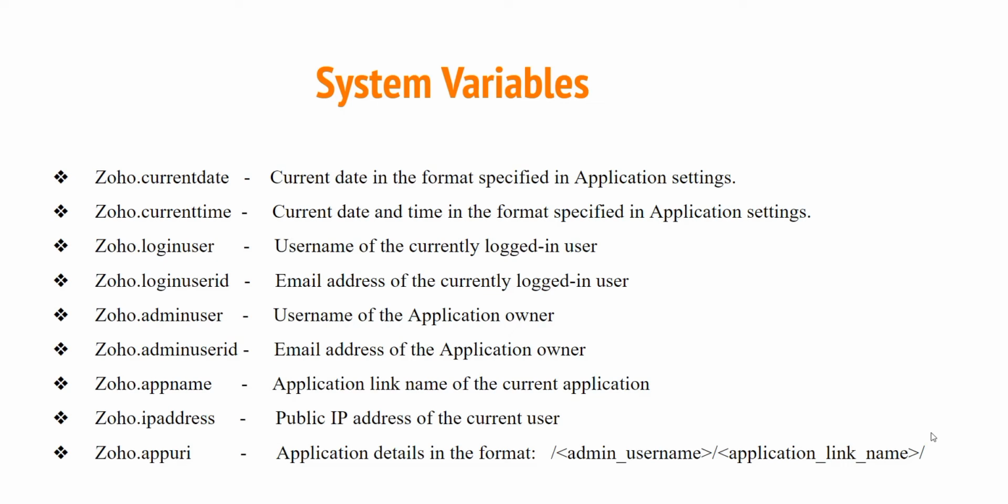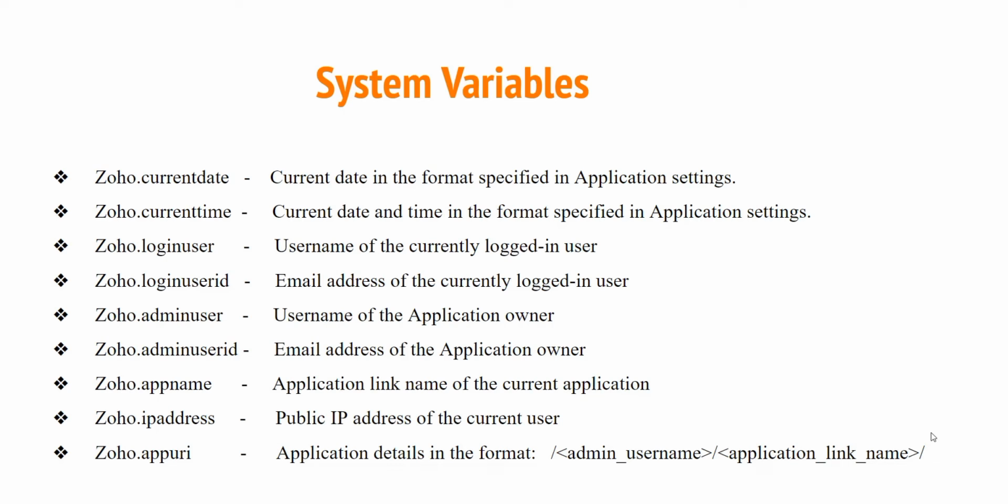Zoho.adminuser is the username of the application owner, and Zoho.adminuser_ID is the email address of the application owner. Zoho.appname is the application link of the current application, and Zoho.IP_address is the public IP address of the current user, whereas Zoho.appuri is the application detail in the current format, where we'll have the admin username first and then the application link name followed by it.